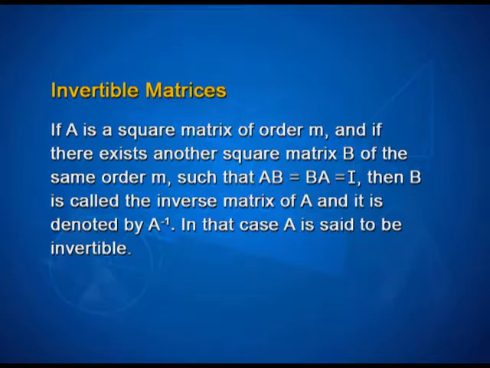Now, let us look into invertible matrices. If A is a square matrix of order m, and if there exists another square matrix B of the same order m such that the product AB is equal to the product BA, that is equal to I, then B is called the inverse matrix of A and it is denoted by A inverse. In that case, A is said to be invertible.